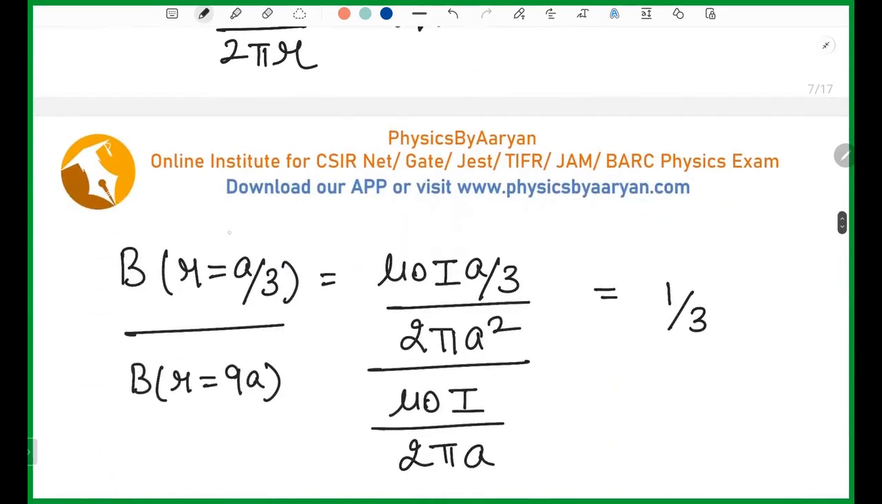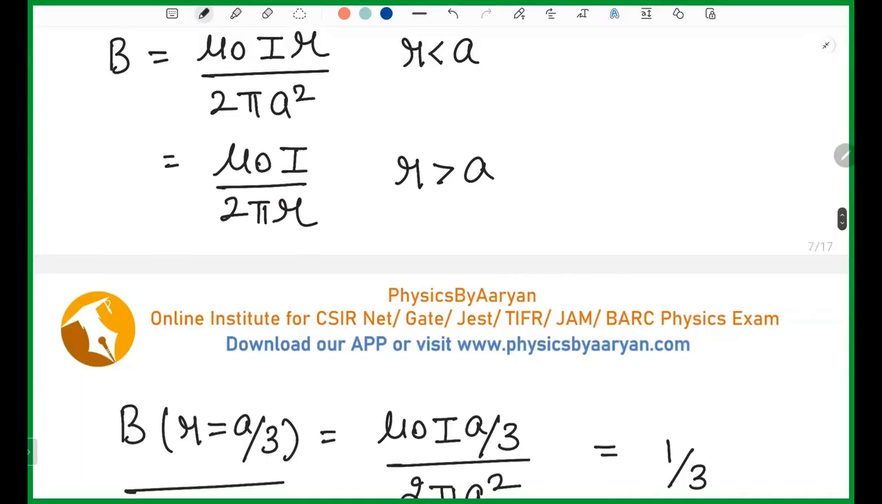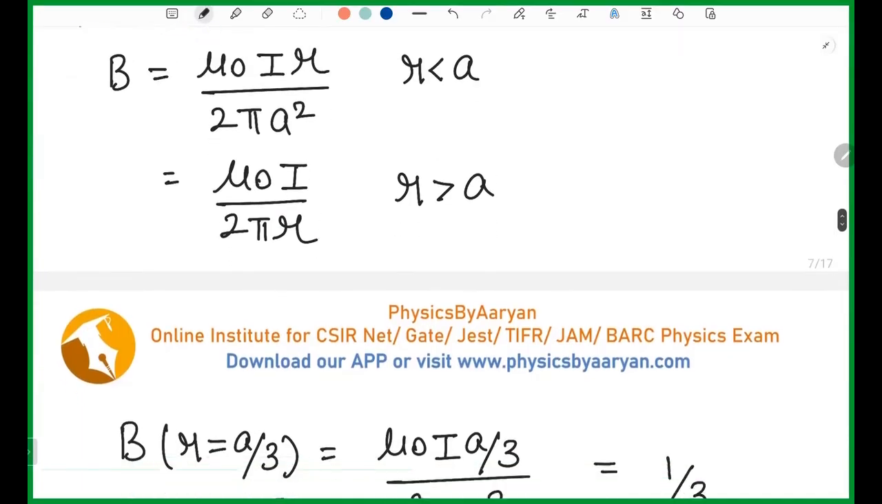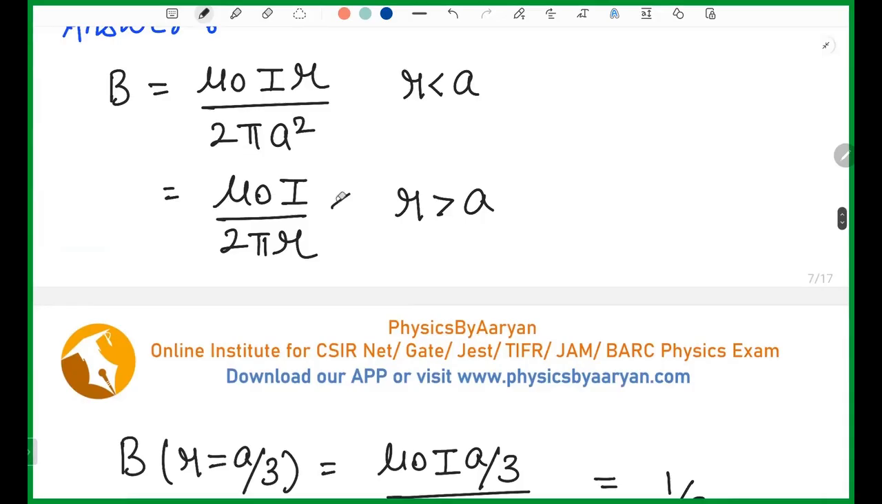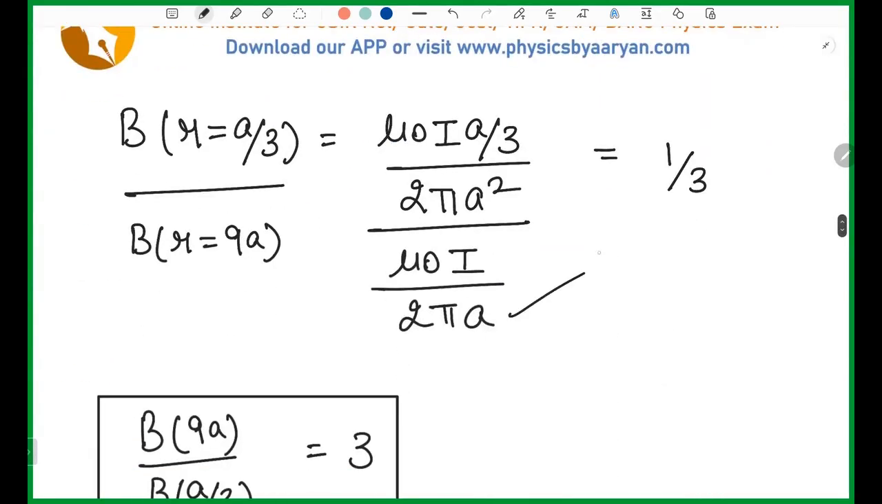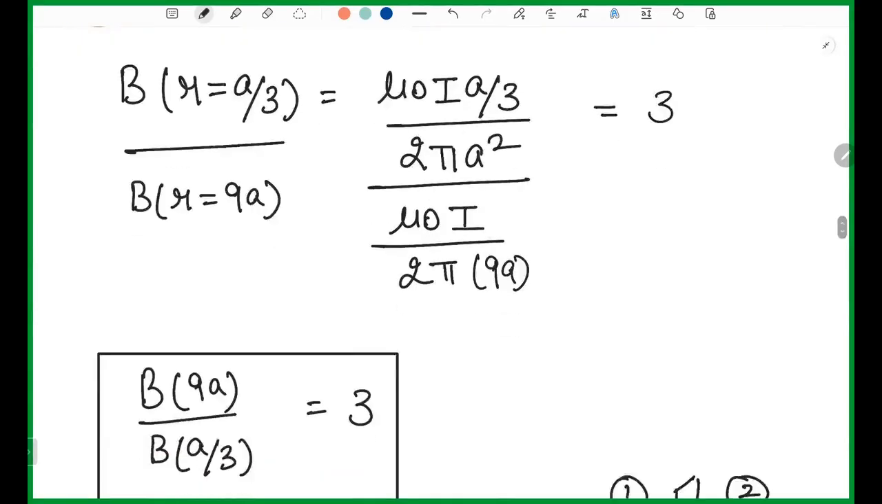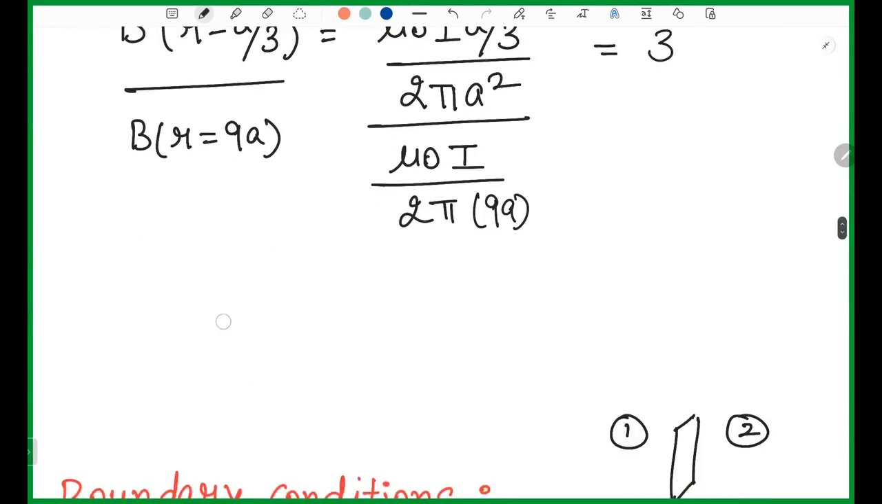So for the magnetic field at A by 3, I will use this formula and put R as A by 3. Then for the magnetic field outside, I will use this formula and use R as 9A. So here it should be 9A. And if you do the ratio, you will get 3.